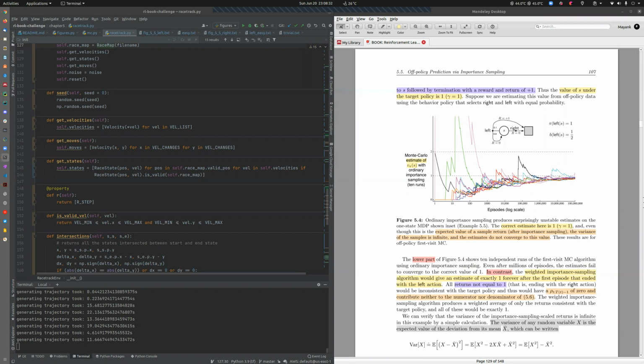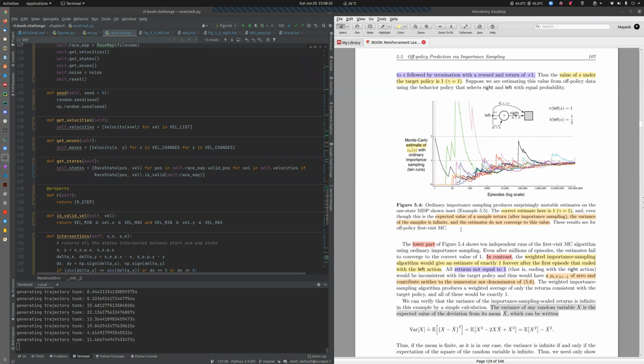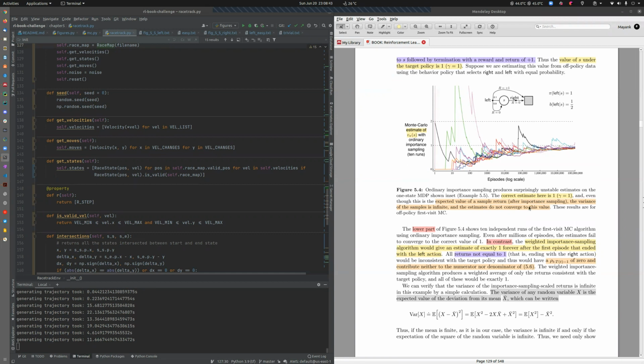My example is still running. I ran it to 10 to the power 6 episodes in the log scale, so it might take a bit of time.